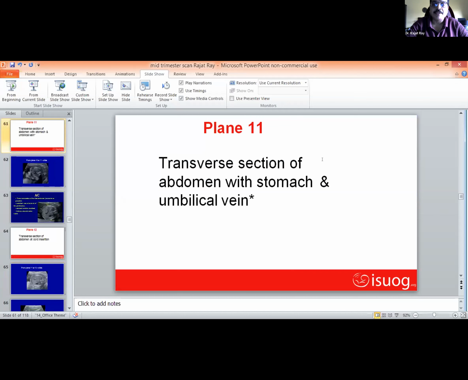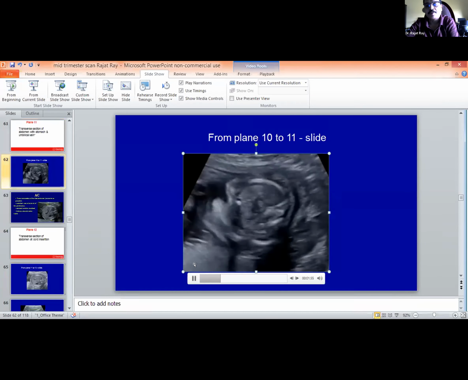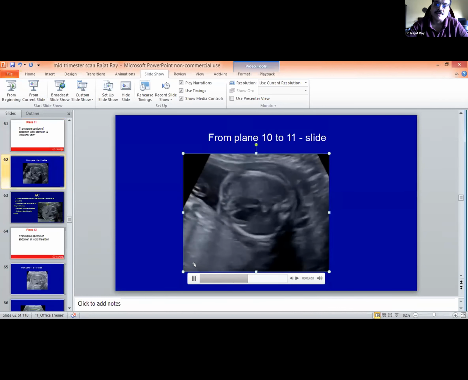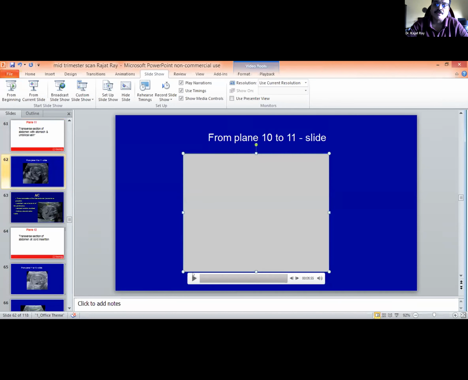This is plane 11, that is the transverse section of the abdomen with stomach and umbilical vein. So from plane 10 to 11, you slide from the 3 vessel trachea view to the stomach and abdomen. You just slide your probe transversely and you will get the stomach and abdomen.